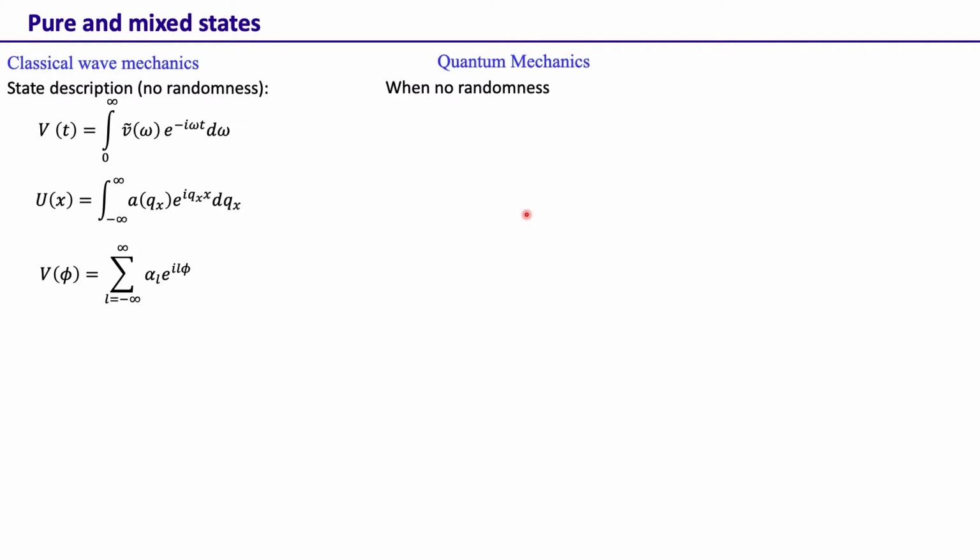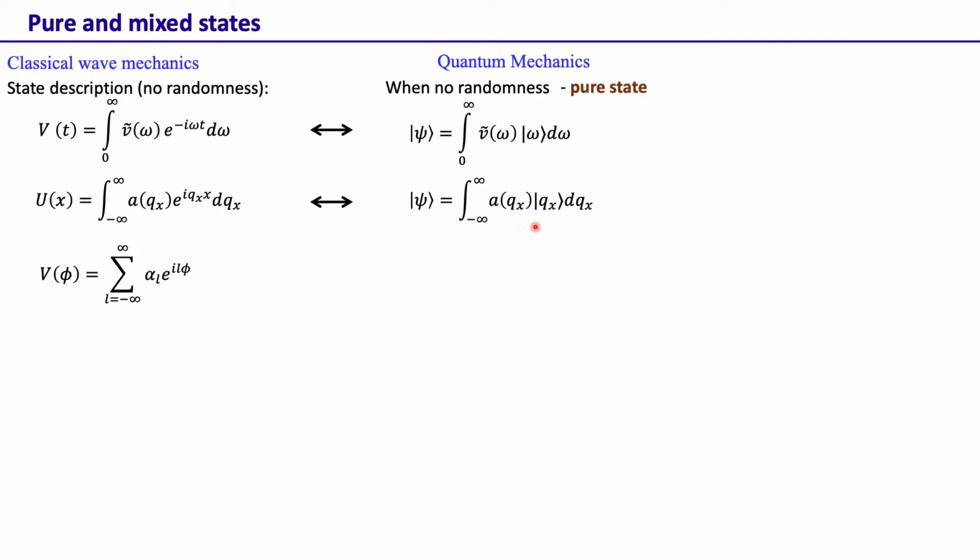Again, even in quantum mechanics, we do things very similarly. When there is no randomness, the state is referred to as the pure state, and in that case, the state can be represented as a superposition. So, for example, here the state is represented as a superposition of several frequency states. Similarly, a state can be represented as a superposition of several spatial frequency states, and here we are representing it as a sum of several orbital angular momentum states.